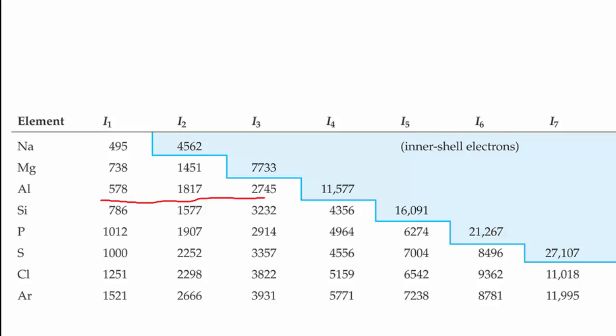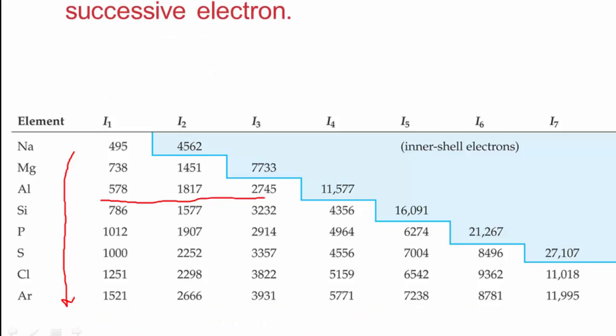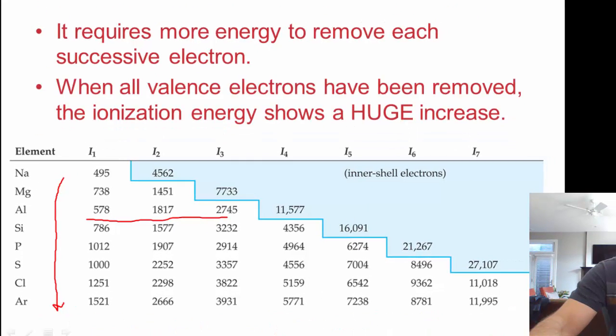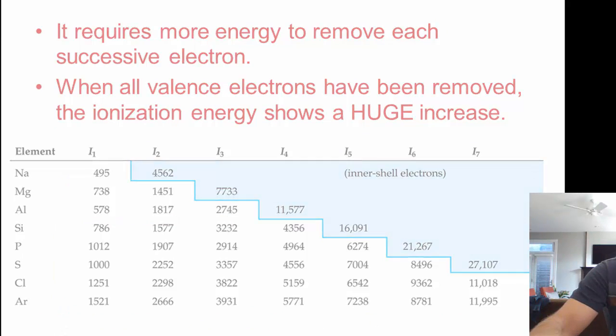Another thing you might notice here is how ionization energies increase as we go across a period. Sodium and argon are all in the same period. What is different as you go across a period is we're increasing effective nuclear charge. We're adding protons, so those electrons are held in much tighter, so it takes more ionization energy to remove all those electrons. So it requires more energy to remove each successive electron, and there's a huge jump when you go from a valence electron to a core electron.